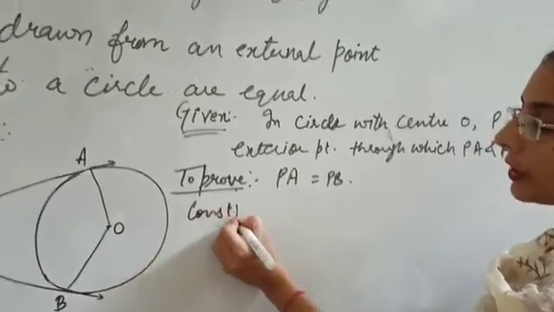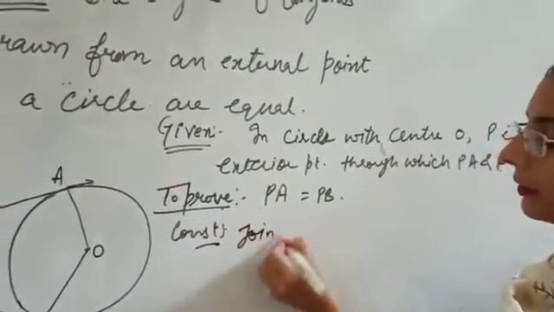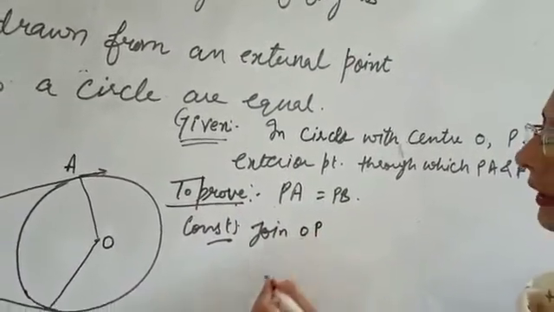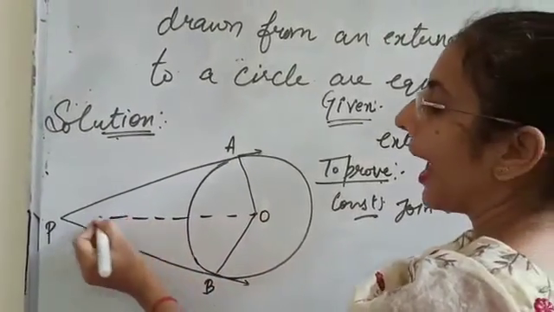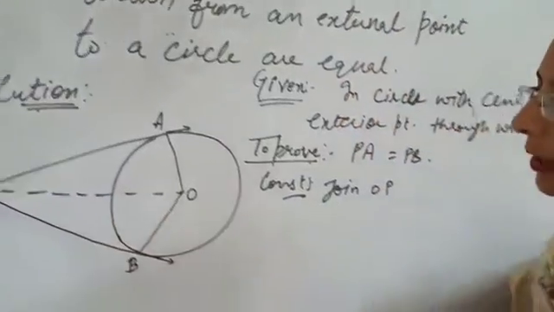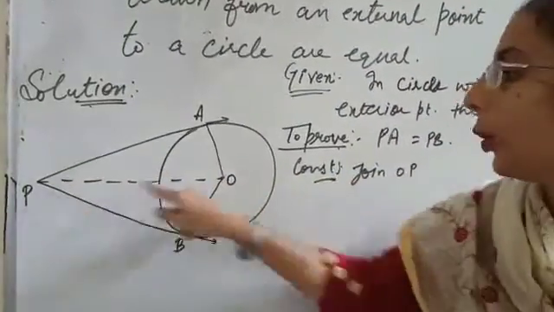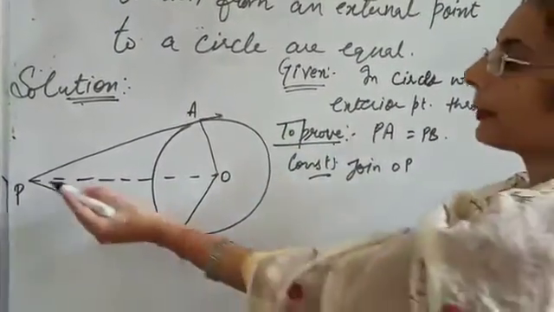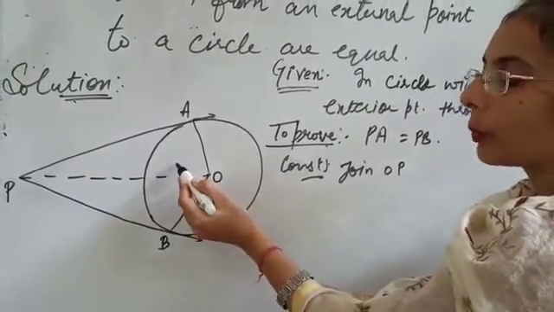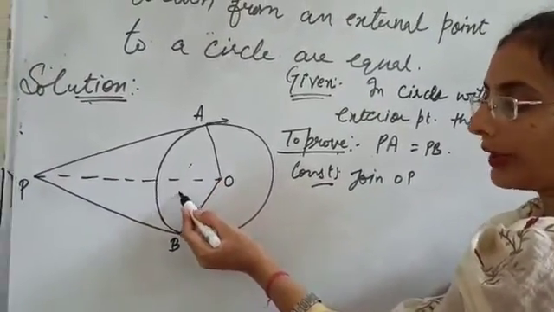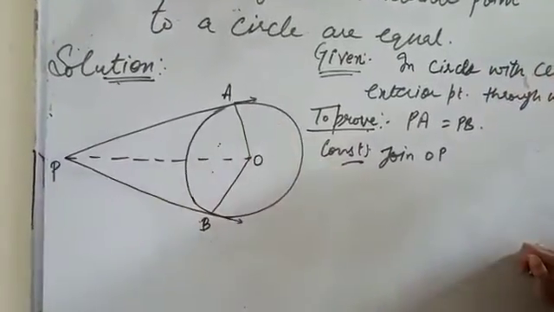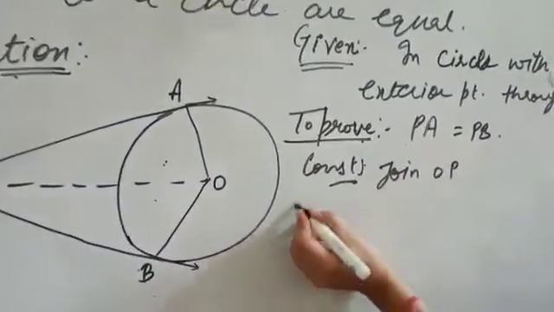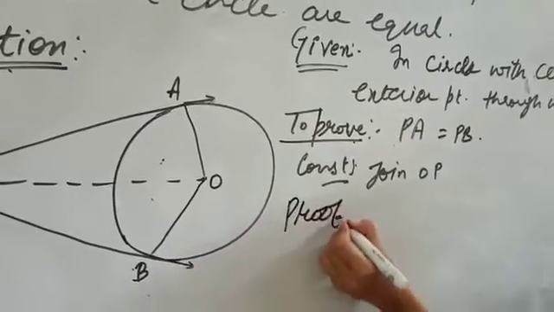Here we will do the construction: join OP. Here we will join OP, and in this two triangles are formed. One is POA and the other is POB. We will prove that these two triangles are congruent, and then we will say that PA and PB are equal to each other. So here we will start the proof.